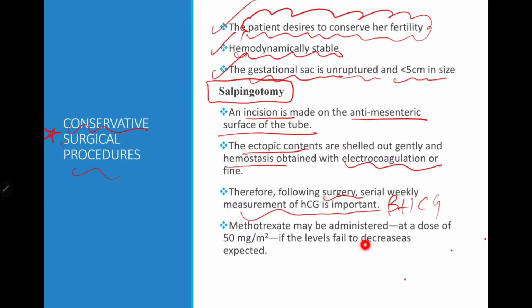So beta HCG levels are very important, and methotrexate can be administered, especially if the levels fail to decrease as expected. What is the dose? As I already told you, 50 milligram per meter square.